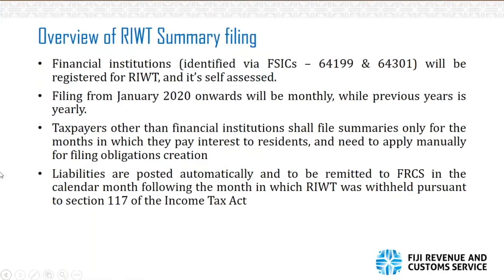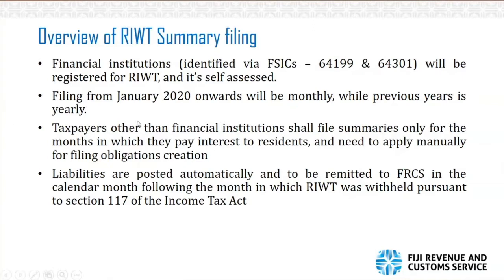So this is the second part of the presentation, RIWT summary filing, which will be done by financial institutions. There is no separate registration. If your institution is a financial institution with those industry codes, 64199 and 64301, it is automatically registered for RIWT summary filing. Filing from 2020 onwards in the TPOS will be monthly. Prior to 2020, it will still be yearly, but it will be done through the TPOS online system.